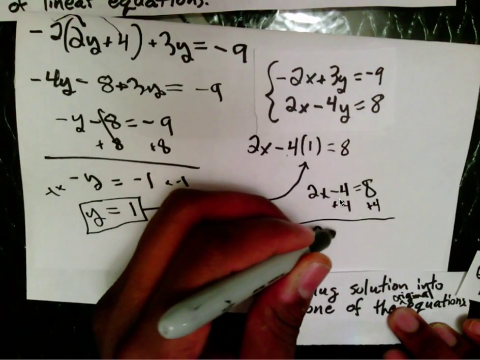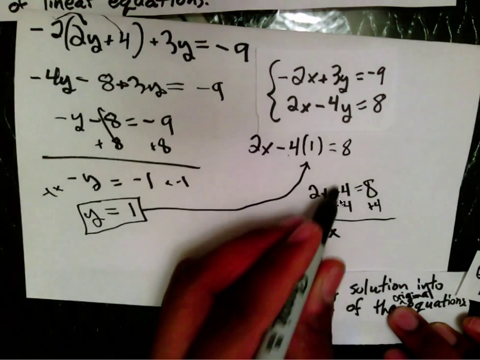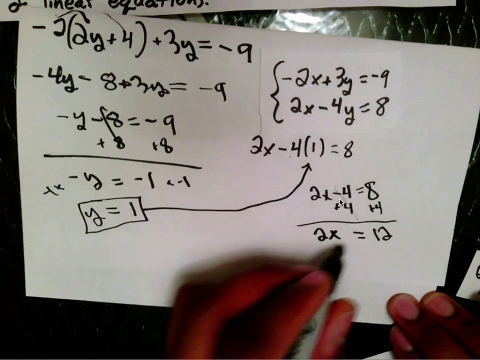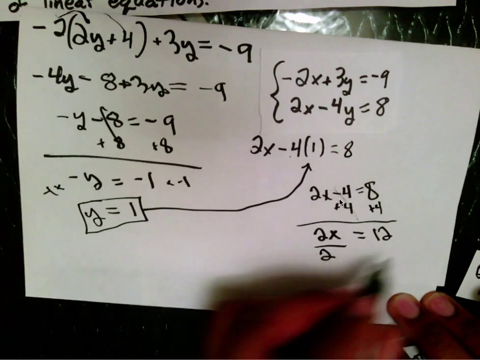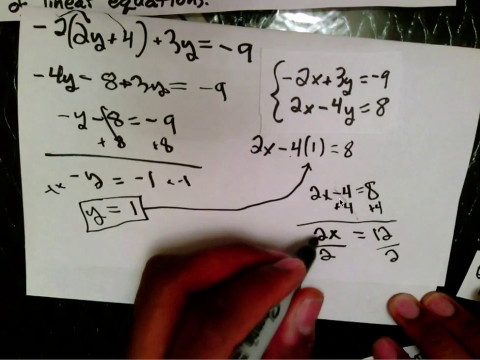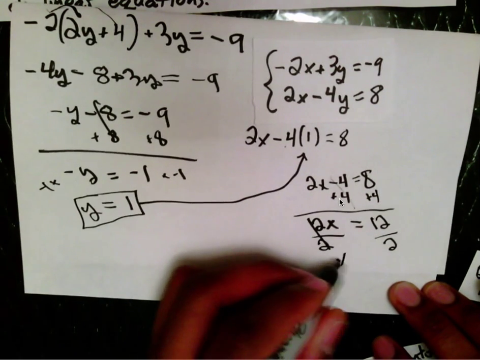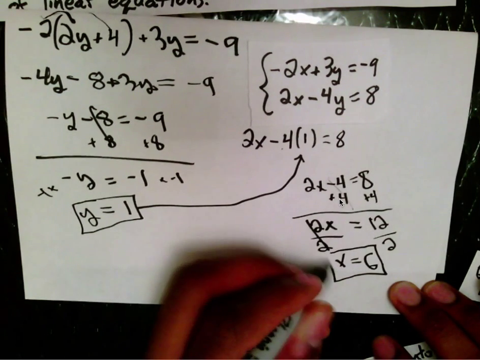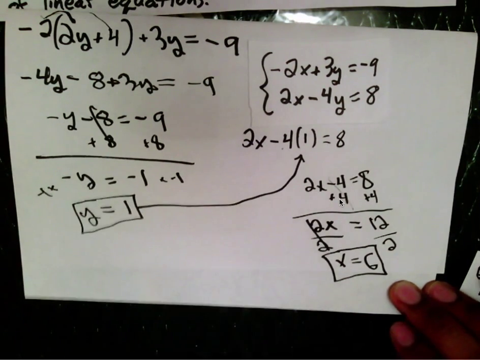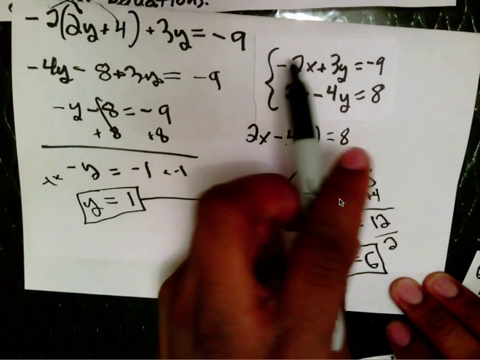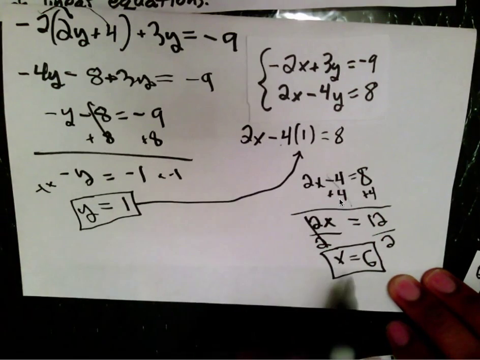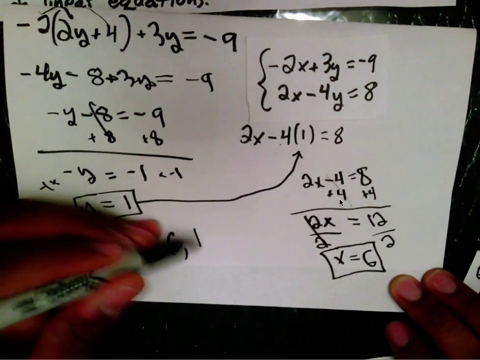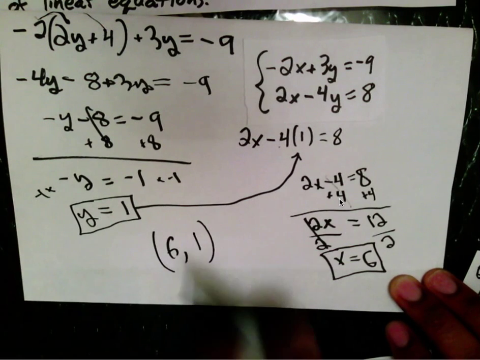Okay, and now I want to add 4 to both sides, and I'm left with 2x equals 12. When I solve for x by dividing both sides by 2, x equals 12 over 2, which is equal to 6. X equals 6. So the solution to my system of equations is x equals 6, y equals 1. So these two lines intersect at that point.